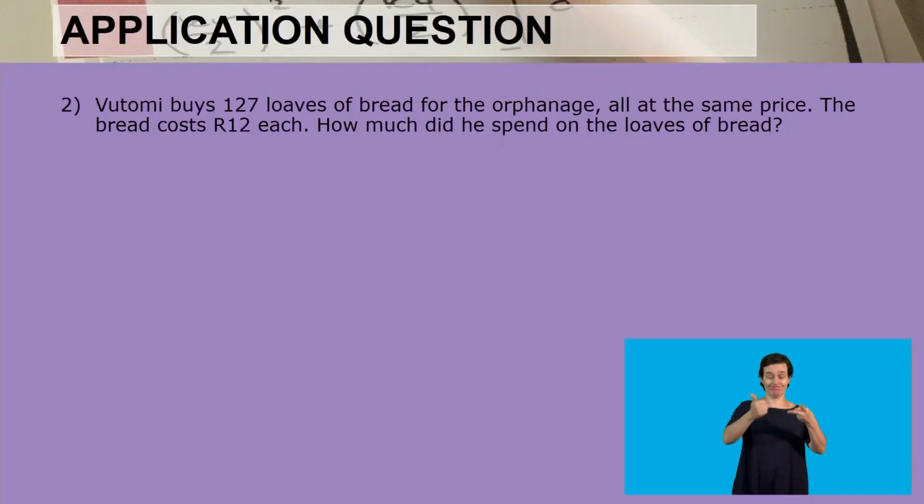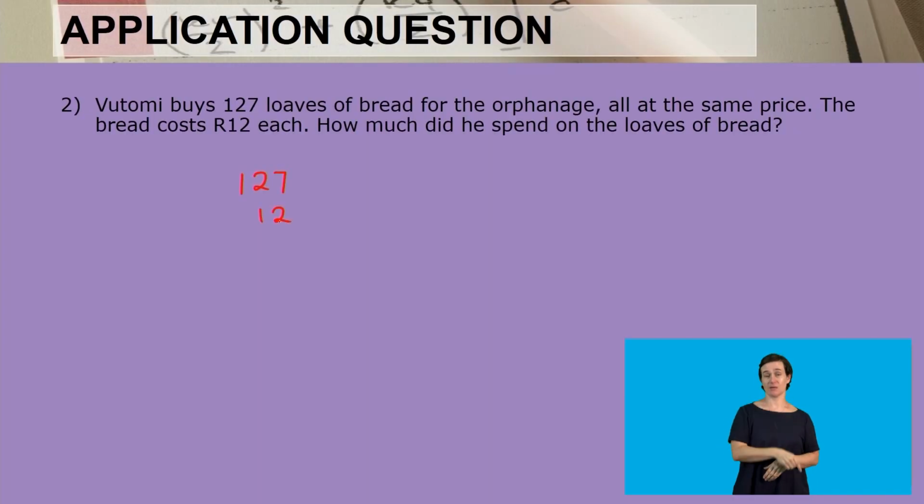So we have number 2 of the application question. It reads, Butomi buys 127 loaves of bread for the orphanage, all at the same price. The bread costs 12 rand each. How much did he spend on the loaves of bread? So we have here 127 loaves, and each of those loaves costs 12 rand.